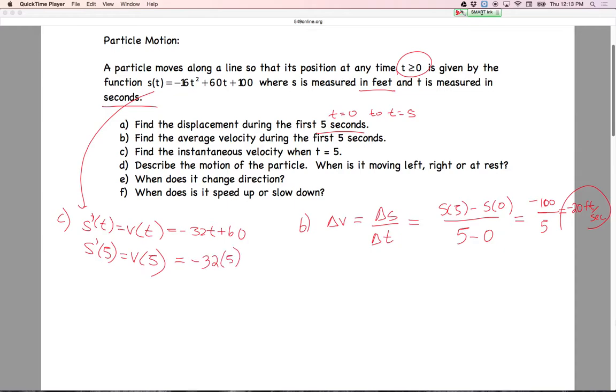Negative 32 times 5 plus 60, what do you get? Negative 100. Wow, negative 100. Really? Wow, crazy. Okay. Negative 100 feet per second is the instantaneous velocity.